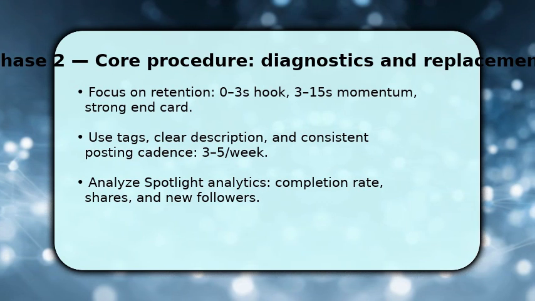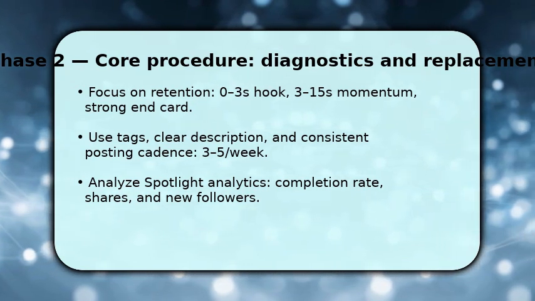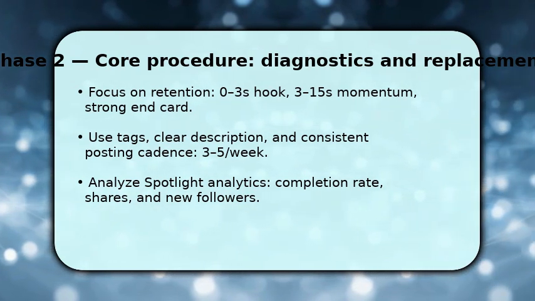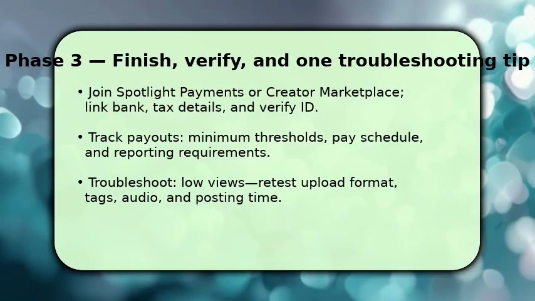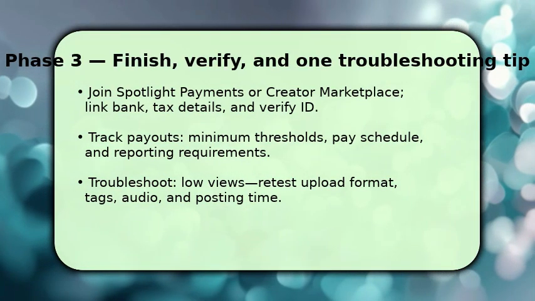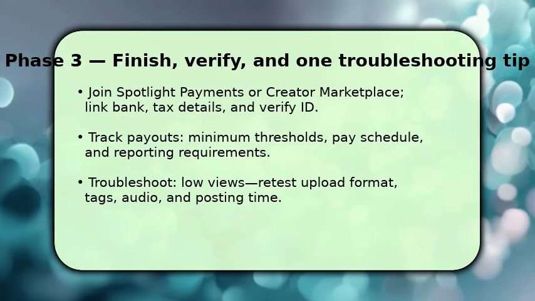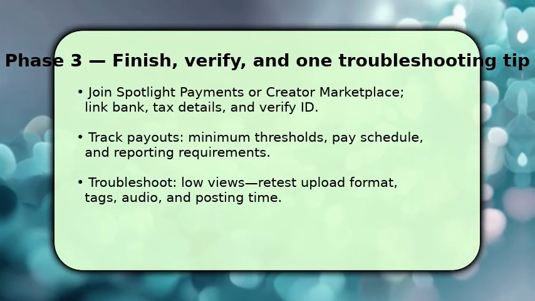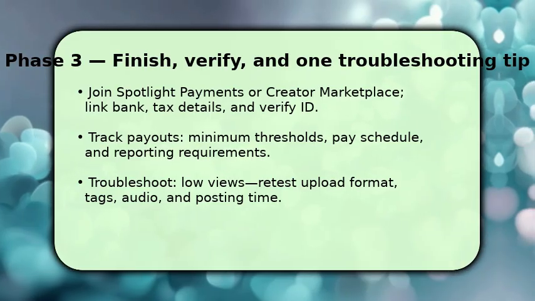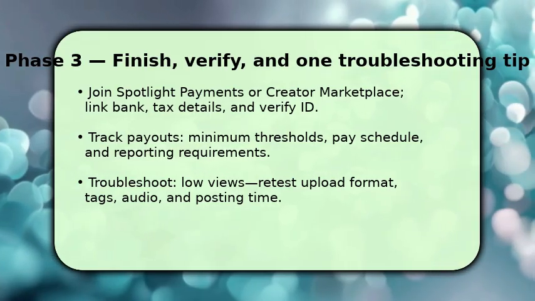To collect money, enroll in Spotlight payments. Enter bank routing, tax form info, and verify your ID. Once approved, Snapchat pays based on performance pools or program rules. Check minimum payout thresholds and schedules. If a payment fails, update banking or tax details immediately.